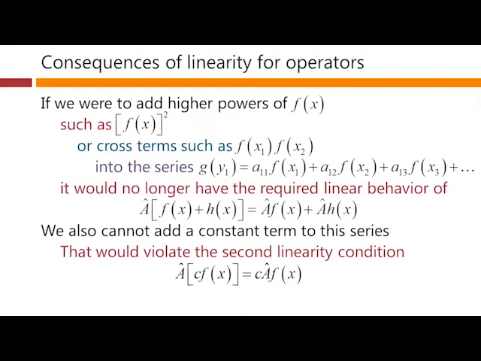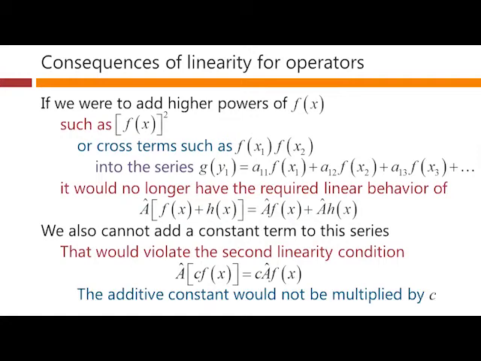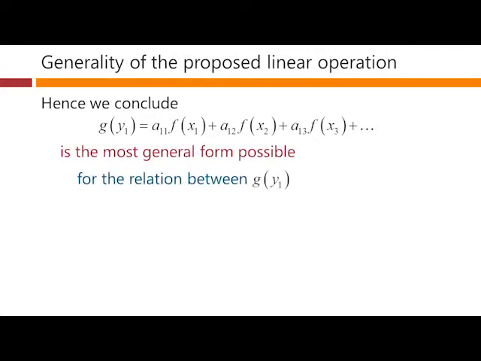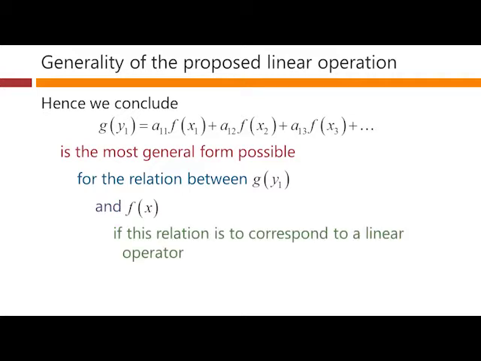That would violate the second linearity condition. A operating on c times f of x has to be c times A operating on f of x. If we added a constant on here, then that additive constant would not itself have been multiplied by c. So we can't add higher powers, we similarly can't add cross terms, and we can't add constants. Hence, we conclude that this form of relation is the most general form possible for the relation between g at y1 and f of x, if this relation is to correspond to a linear operator.